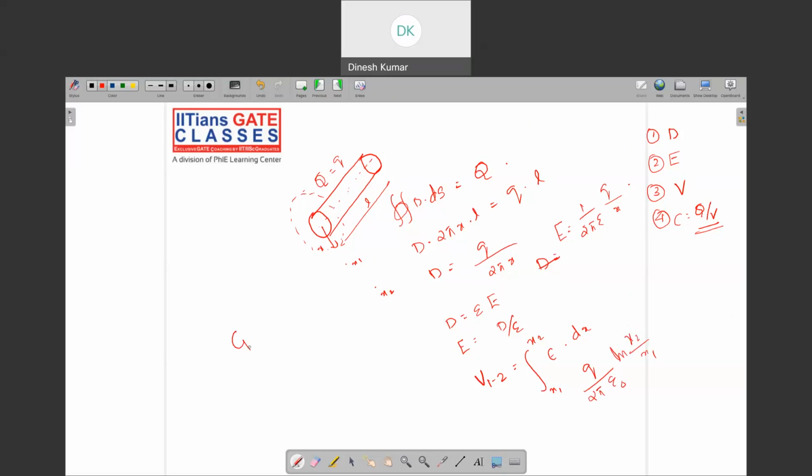Now the capacitance C12 will be equal to Q by V, right? That q will get cancelled. So C will be 2 pi epsilon divided by ln x2 by x1, right? So this is how we are finding the capacitance. So assume that this one distance is basically r, and another distance is somewhere here, h. Okay, so we have to find the potential difference between this point and this point. So the capacitance between those two will be 2 pi epsilon 0 divided by ln h by r. Okay, so this is how we are finding the capacitance.